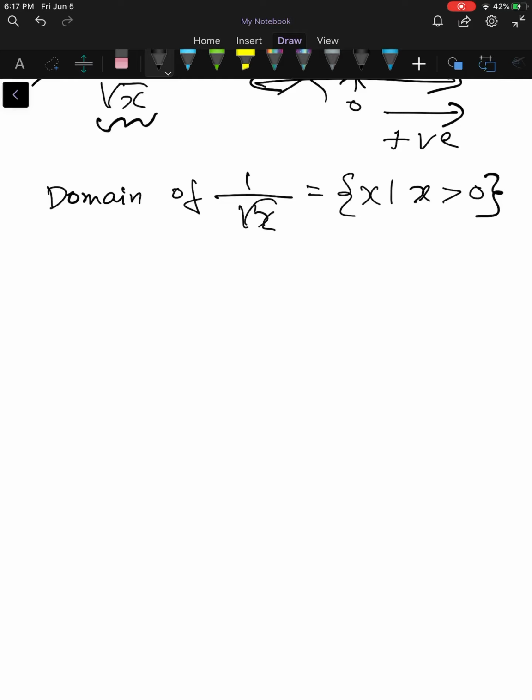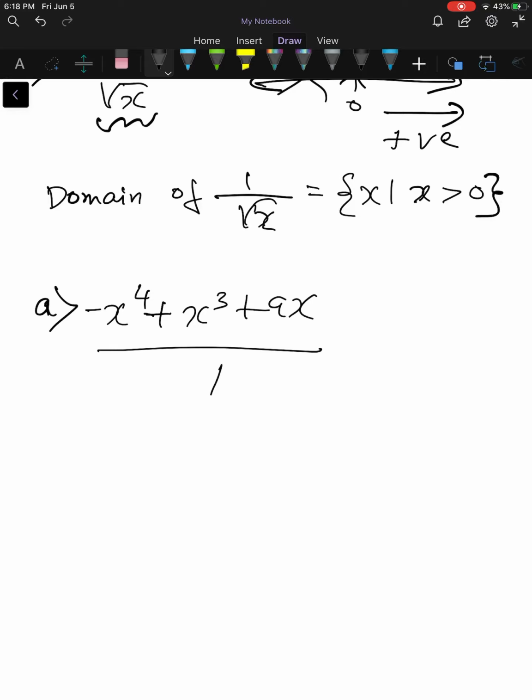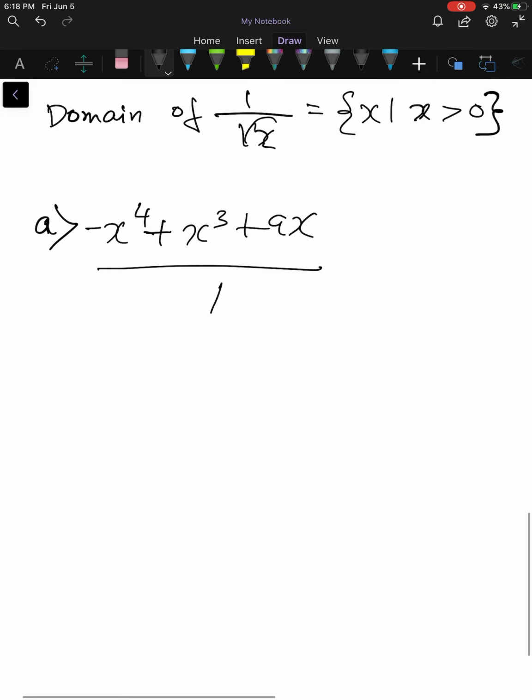We shall go to some complex problems, some picked up from your exercises. So the first one: negative x to the power of 4 plus x cube plus 9x. Here we do not have square roots. This is just a polynomial, an algebraic expression. We do not have fractions here. It is a rational expression, but the denominator is 1. So in this case, x can take any value.